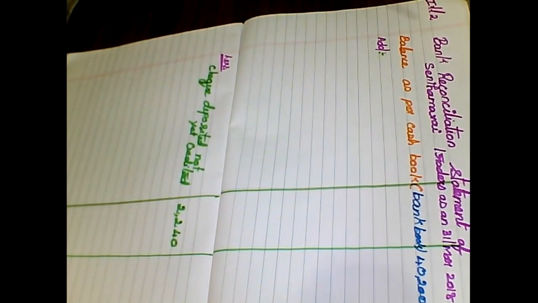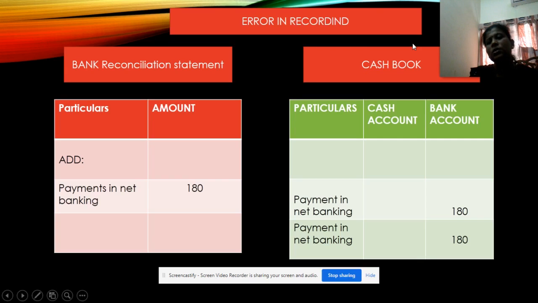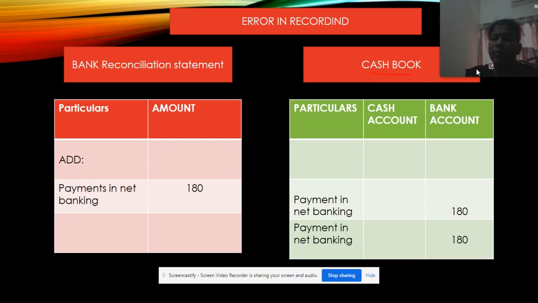And the next, a payment made through net banking for rupees 180 had been entered twice in the cash book. Here, I will give you a small explanation for this. Here we want to see that this is a point of error in recording. What had happened at the time we are using the cash book, the triple column cash book that we are maintaining? We made the payment twice: payment in net banking 180 and the payment in net banking 180. So this is the error we committed there.